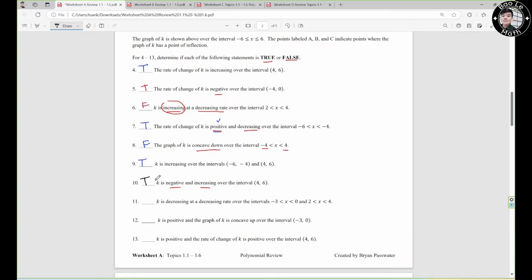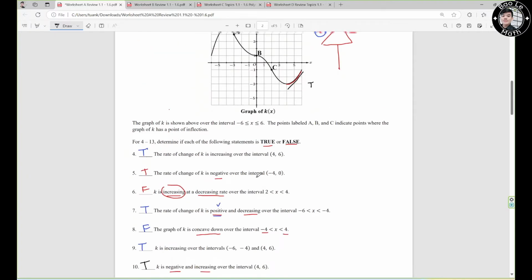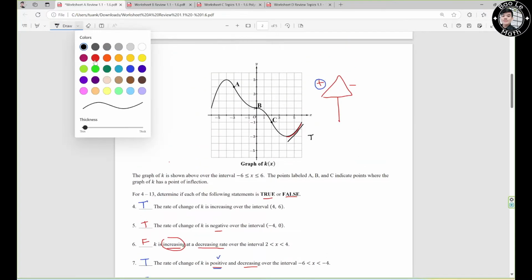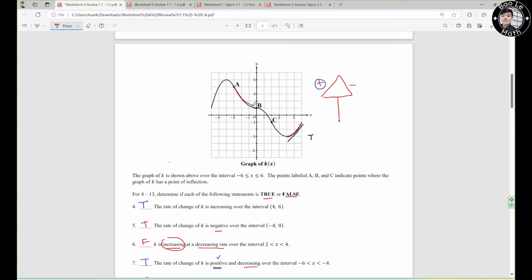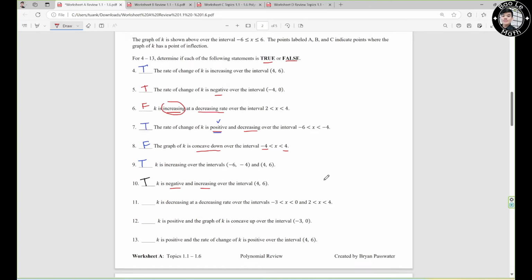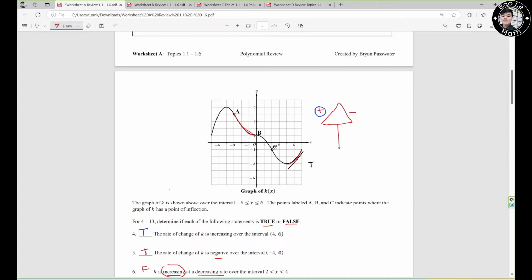Now question 11. The function k is decreasing at a decreasing rate over the interval negative 3 to 0 and 2 to 4, right? So negative 3 to 0, we're going to draw this one. Negative 3 to 0 is going to be right here, and 2 to 4 is going to be right here.